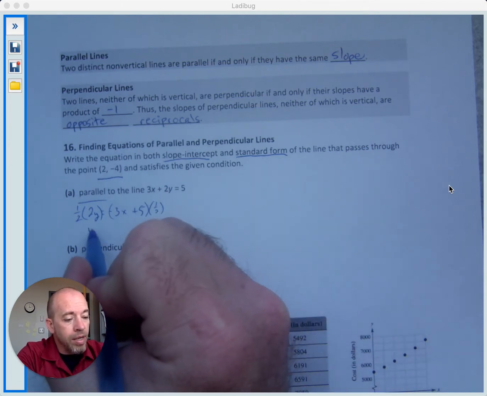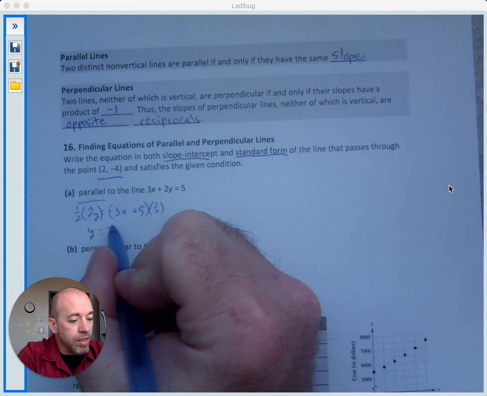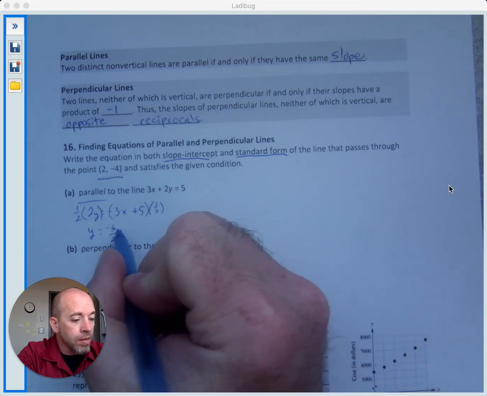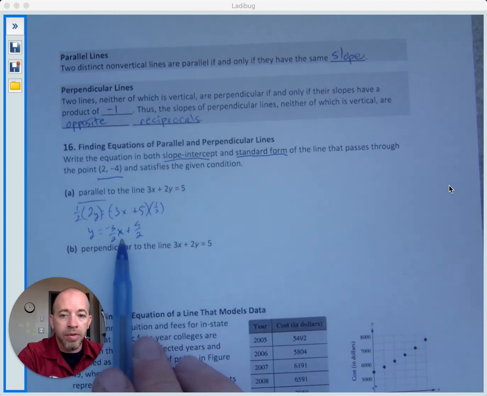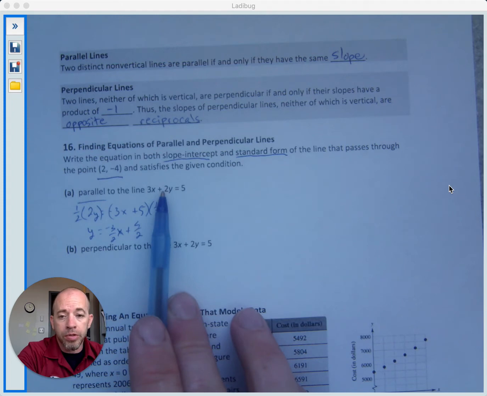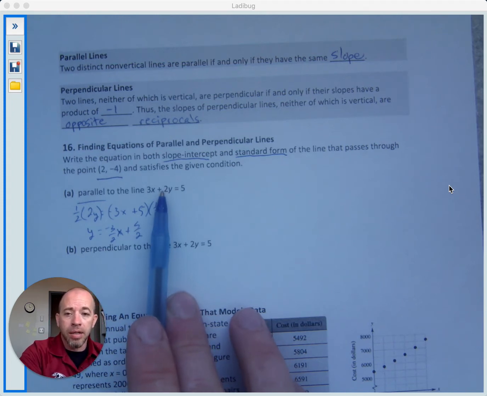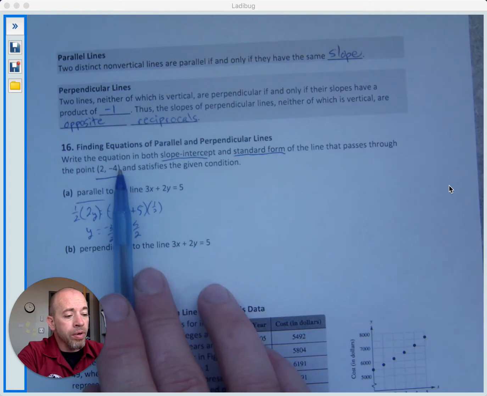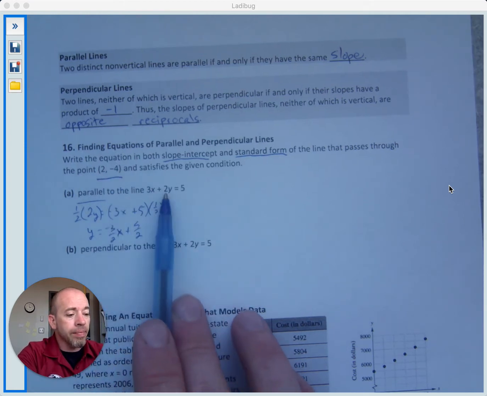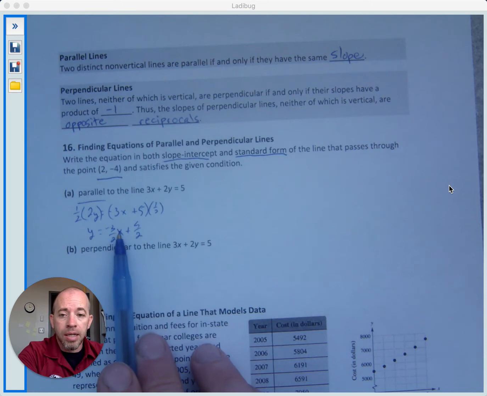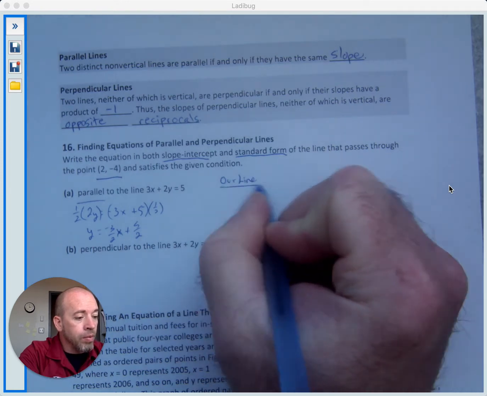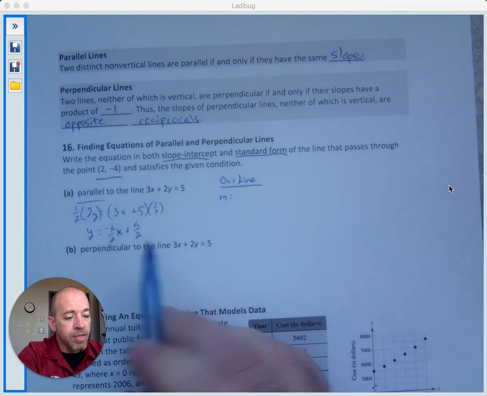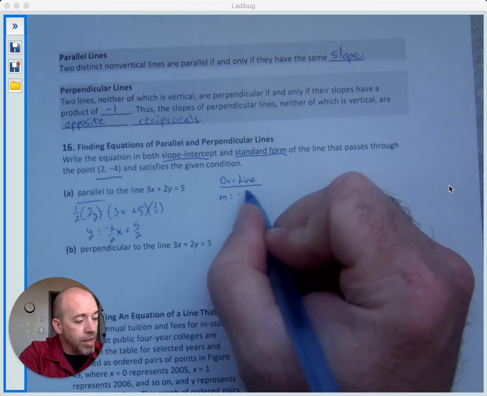So we get y is equal to -3/2 x plus 5/2. So that's the slope-intercept form of this line that we were given. Now what we're told is to find an equation of another line that goes through the point 2, -4, that happens to be parallel to this line. Well, if it's parallel to this line, then the slopes have to be the same. So for our line, the slope should be the same as this slope. So the slope is -3/2.